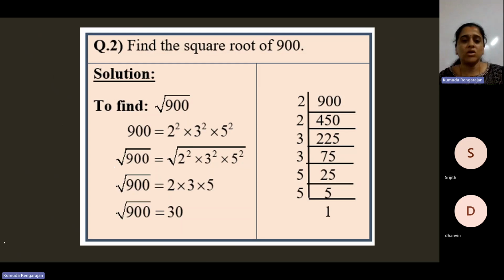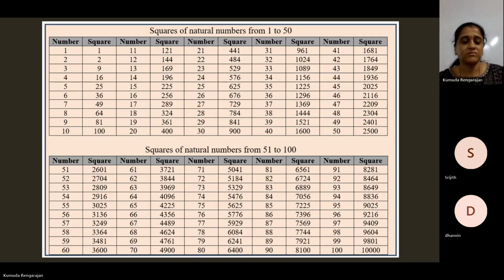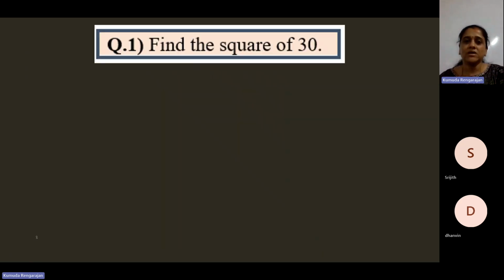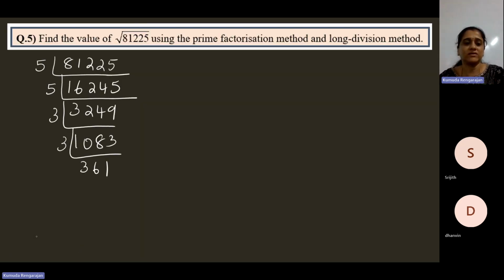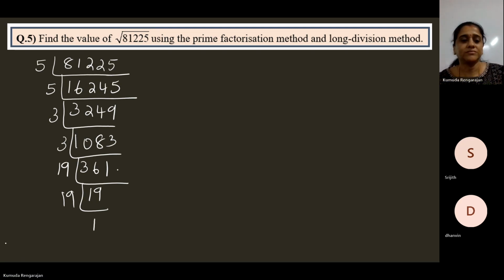So see here, what is 361? Nineteen into 19 is 361. And since 19 is a prime number, you should write 19 straight away. So only Dhanvin has got this. He was able to finish this. So now what are the steps?